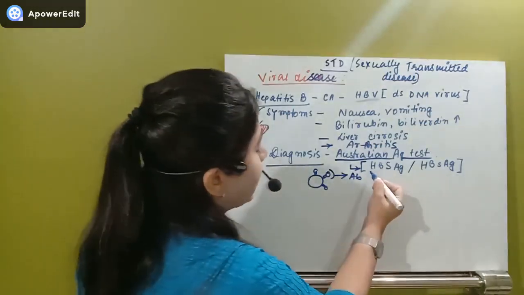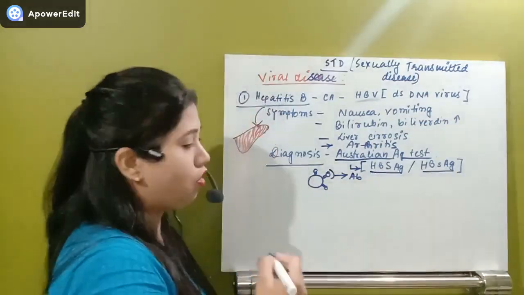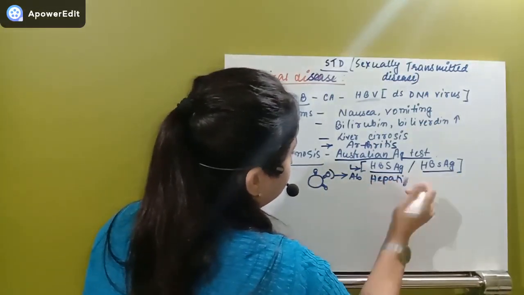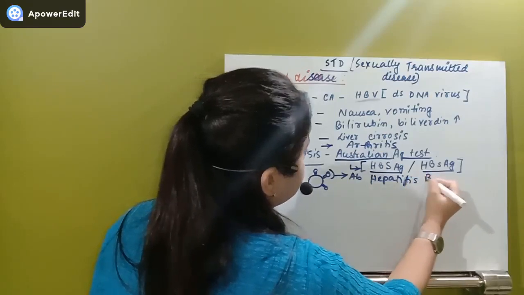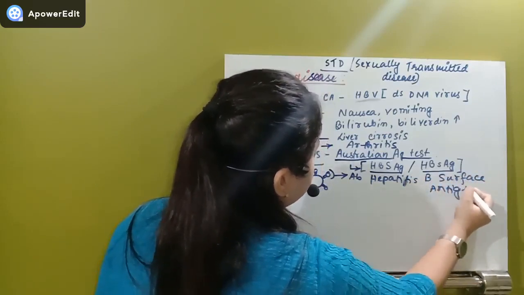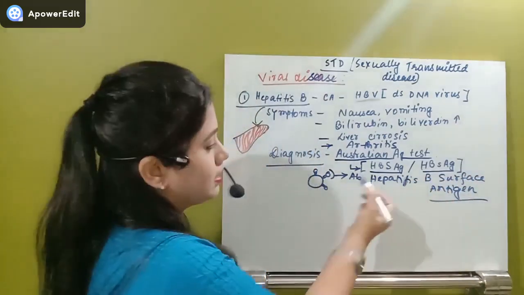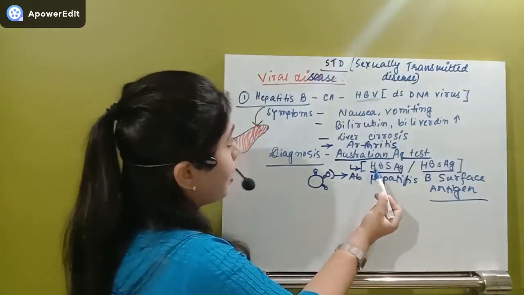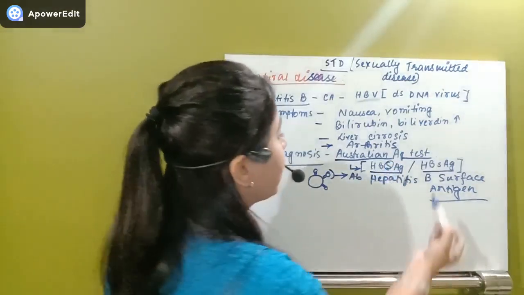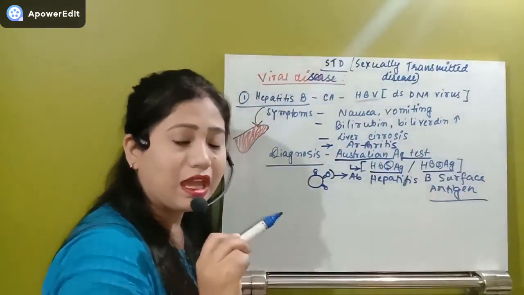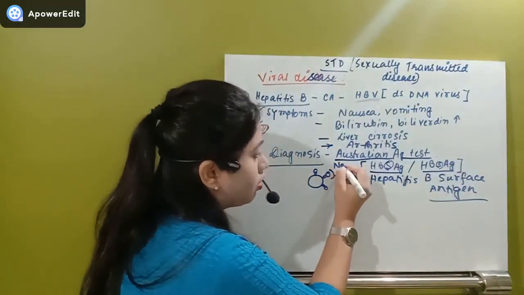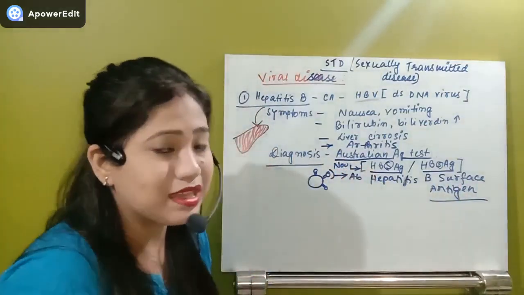Nowadays it is used as HBs antigen, or it is also called hepatitis B surface antigen. So this is the test, it is also written as hepatitis B surface, S, sometimes in capital and sometimes in small. Nowadays we will call this test HBs antigen.